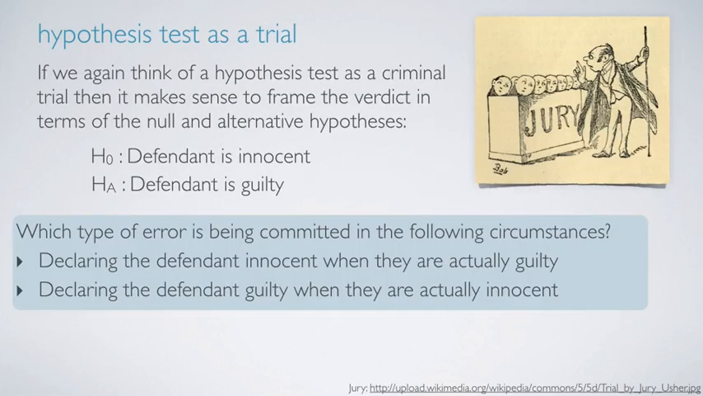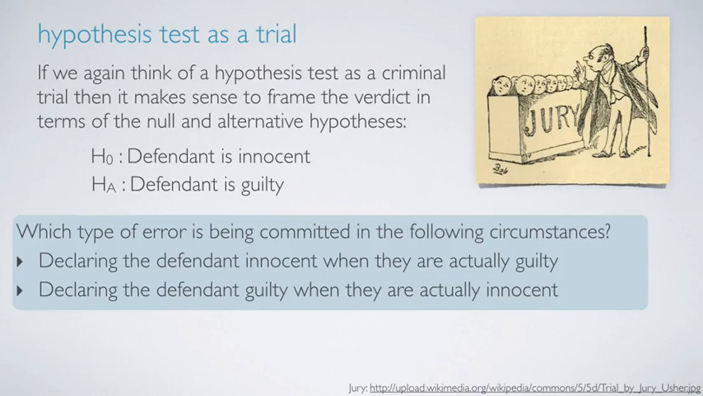So if we again think of a hypothesis test as a criminal trial, then it makes sense to frame the verdict in terms of the null and the alternative hypotheses. The null hypothesis says that the defendant is innocent. Remember, usually it's innocent until proven guilty, at least in the US, so it makes sense that the status quo, the null hypothesis, says that the defendant is innocent. The alternative says that the defendant is guilty.